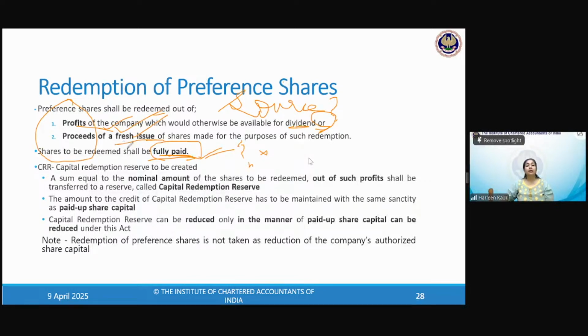And then the shares shall be fully paid. Now let's move to the capital redemption reserve to be created. Many of you have been thinking about this, right? CRR. What is CRR?